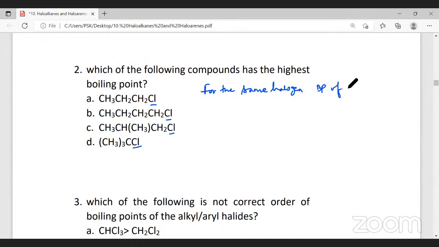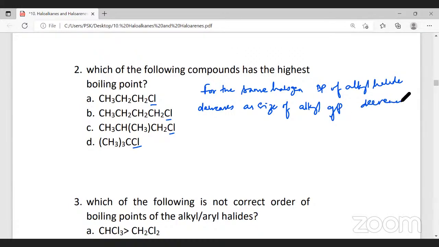the boiling point of alkyl halides decreases as the size of the alkyl group decreases. Meaning, the larger the alkyl group, the greater the boiling point will be for the same halogens.